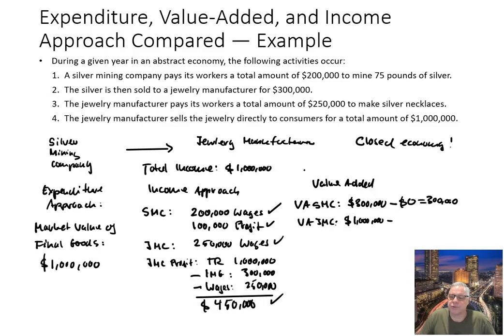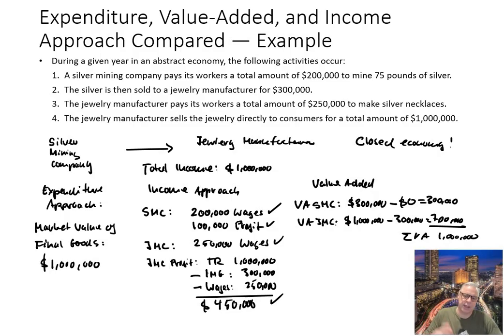And of course they had intermediate goods worth 300,000, which they bought from the silver mining company. So minus 300,000, so that's 700,000. So the sum of all value added is also 1 million.